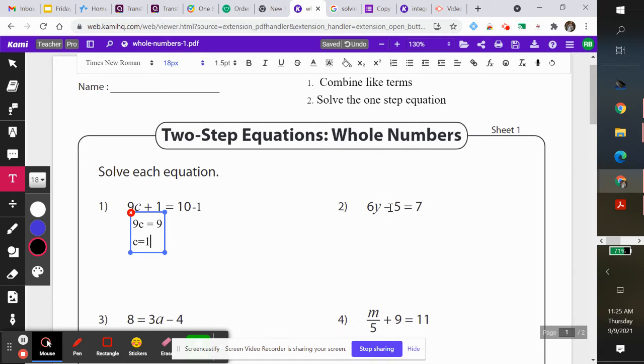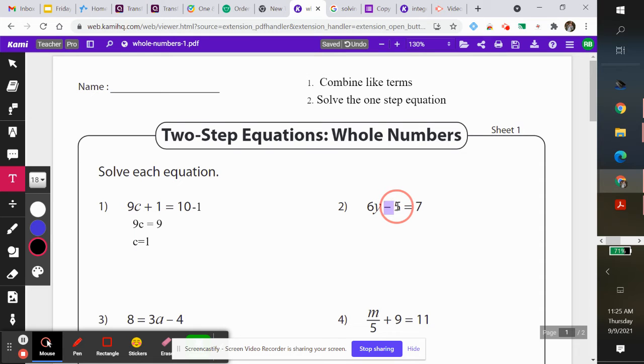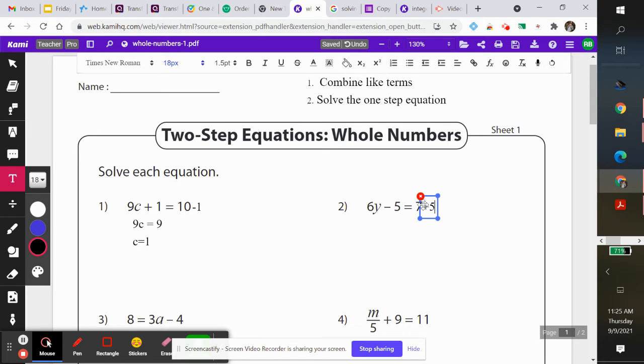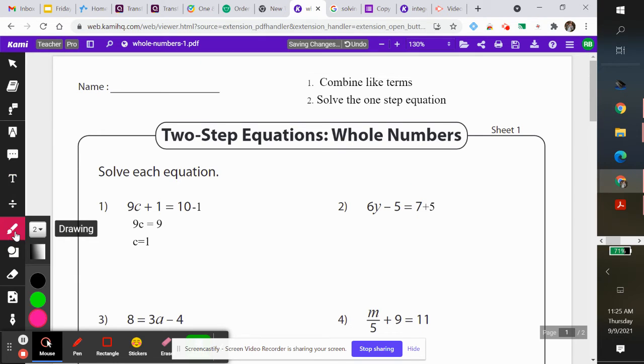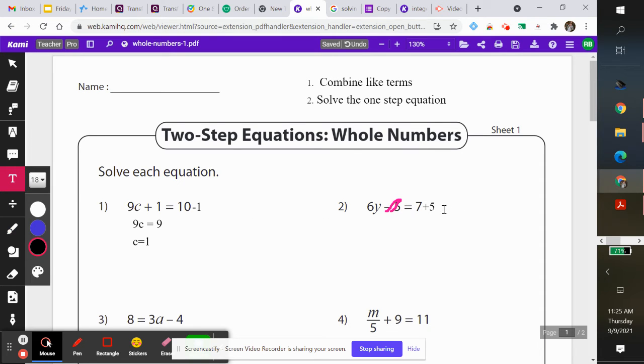I'm going to combine my terms over here. So here I'm getting rid of this 5, and I'm going to put it over here, and I'm going to put plus 5. And if it helps, you can go through and just cross out what you've gotten rid of. Like I got rid of this and put it on the other side and just crossed it out. Okay, so right now, 7 plus 5 is 12. And notice I do the opposite sign. So I'm going to end up with 6y equals, or 6 times y equals 12.